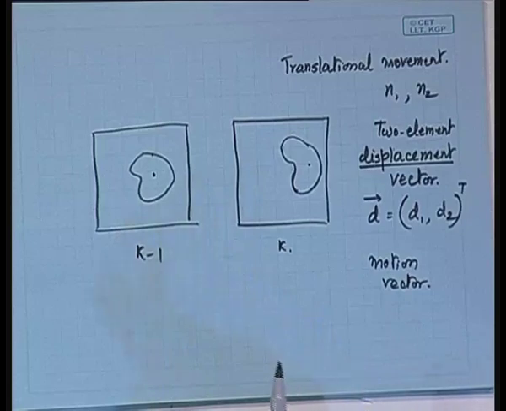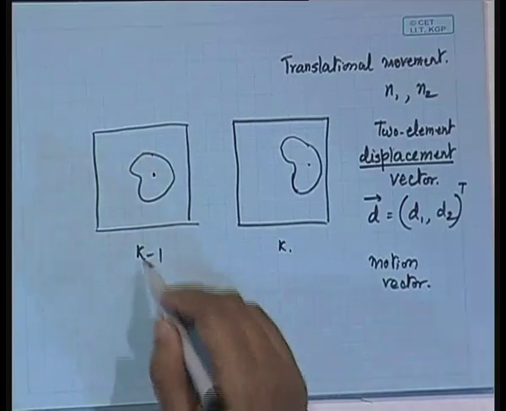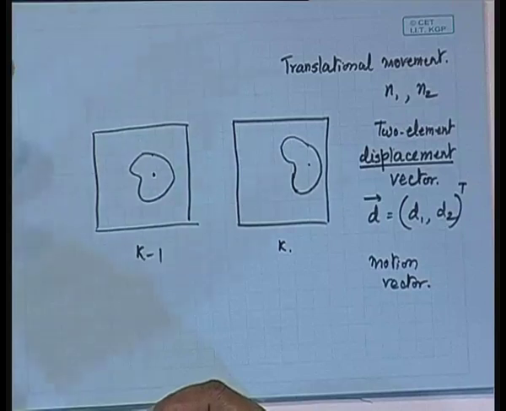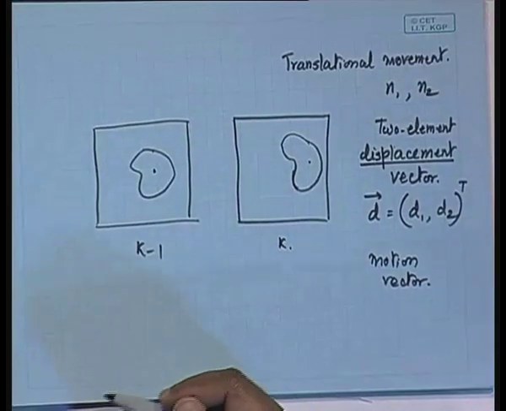Now if we compare frame k minus 1 with frame k, we will observe that there are some regions where the displacement is 0, and there are some moving objects where the displacements will be non-zero. So we have to estimate those displacements. How can we do that? By doing a proper matching of the past frame with the present frame.